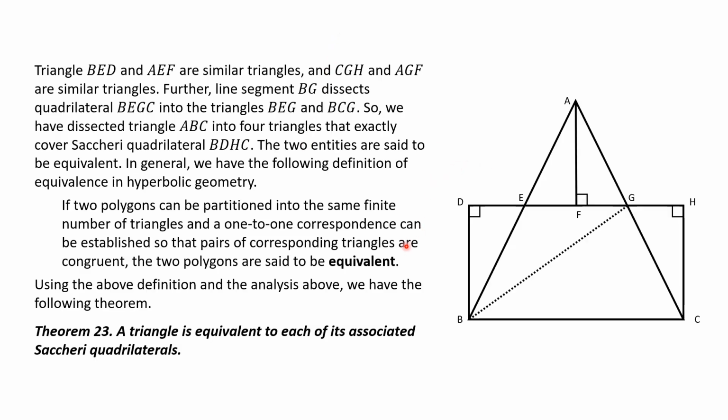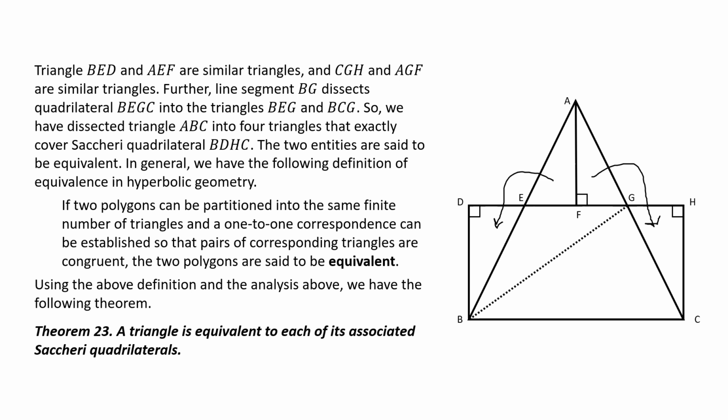We have the concept of equivalent polygons in this slide, and I'll give you an example here. If you recall, we had this figure from our previous lesson. We started with a triangle ABC, and then we generated a Saccheri quadrilateral BDHC. And if you recall further, this triangle AEF was congruent to this triangle DEB. And then this triangle here, AFG, we showed was congruent to GHC.